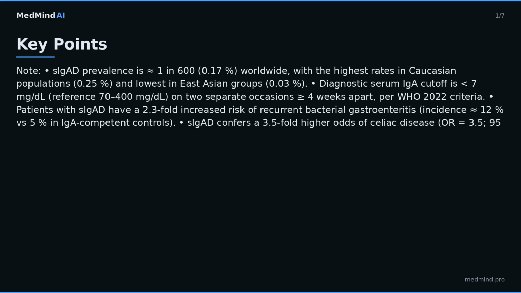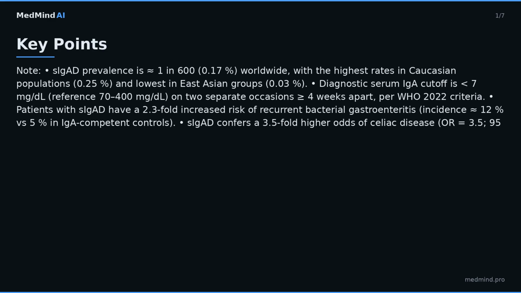Probiotic Lactobacillus rhamnosus GG at 10 CFU BID for 8 weeks reduces SIBO recurrence from 28% to 12%, RR 0.43. Budesonide 9 mg PO daily for 8 weeks induces clinical remission in 71% of sIgAD-associated microscopic colitis, per AGA 2023. In patients with sIgAD and refractory C. difficile infection, fecal microbiota transplantation, FMT, yields a 90% cure rate versus 65% with vancomycin alone, IDSA 2021.